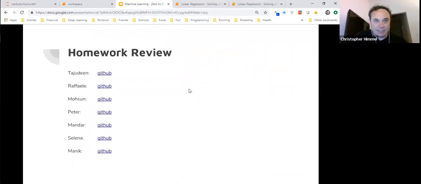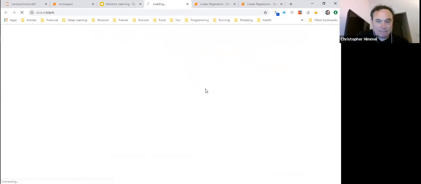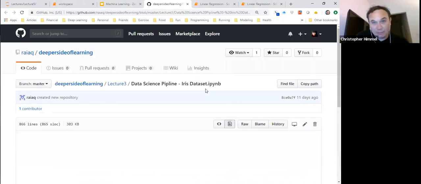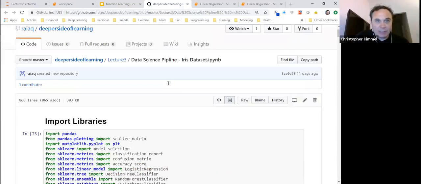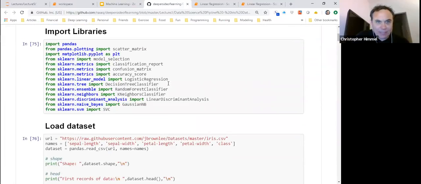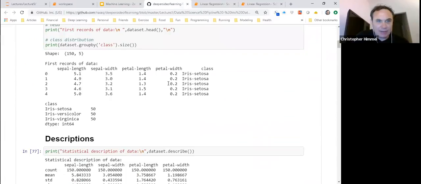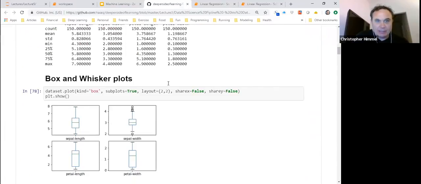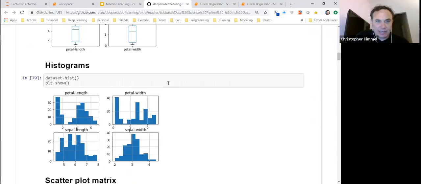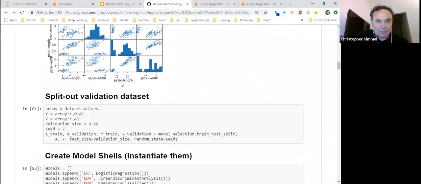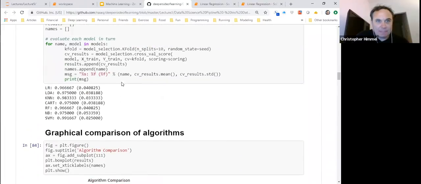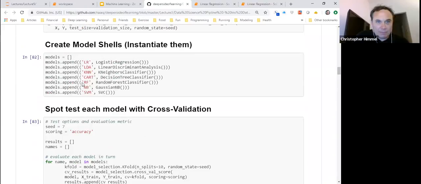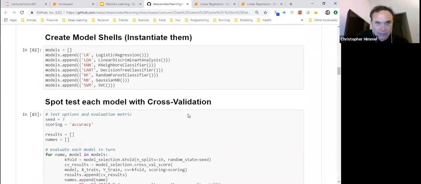That was Tajuddin. Okay, so let's go on. Some of these will be going more quickly through. Okay, so on this one, everything looks pretty standard up to now. Box and whisker, scatter plots. Okay, broke the data set out. Okay, spot check. Okay, all the standard ones.